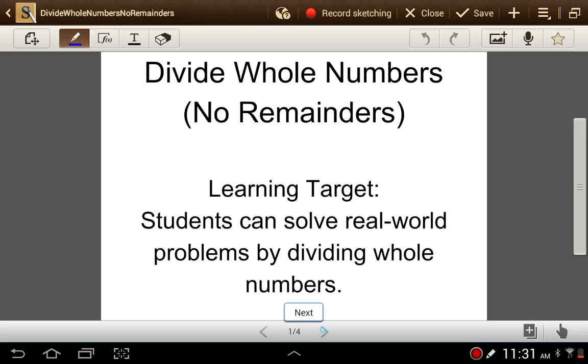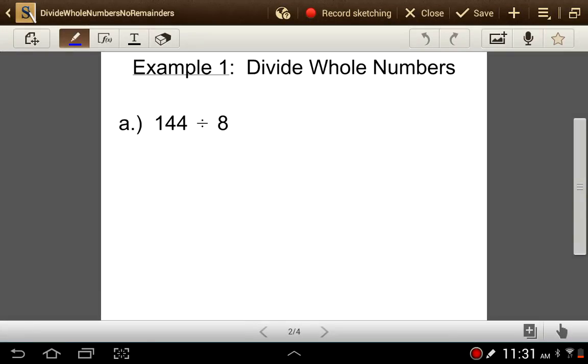Okay, here's our first example, divide whole numbers. So when we're dividing, guys, what you need to understand is that you are doing 144 divided by 8. The 144 represents how much you have. Dividing it by 8 represents how much you want in each group. So you're taking the 144 and you want groups of 8. Or you could think of it as putting it in 8 groups and how many would be in each group. Either way, you want to break it into 8s.